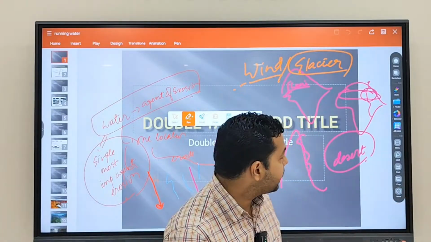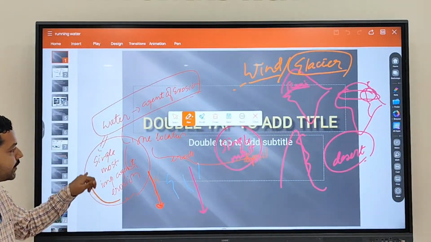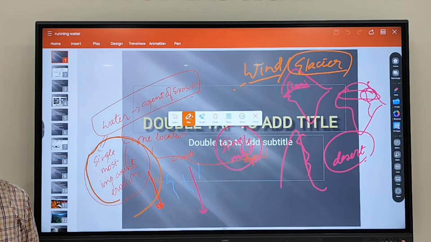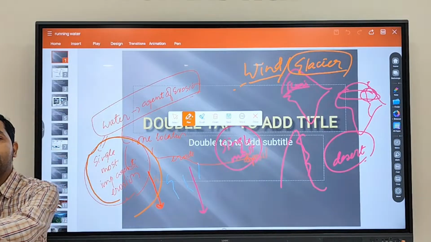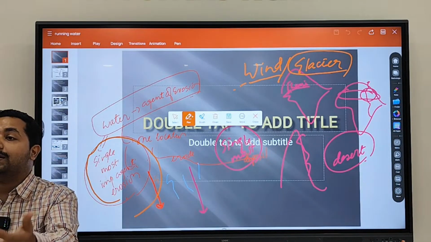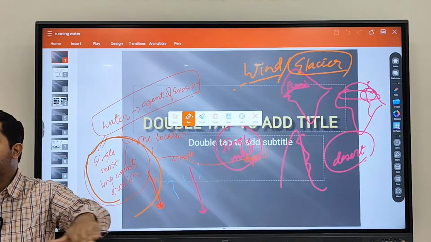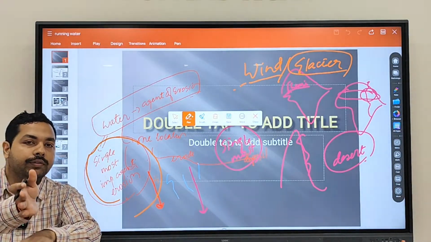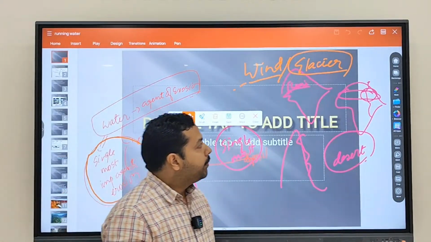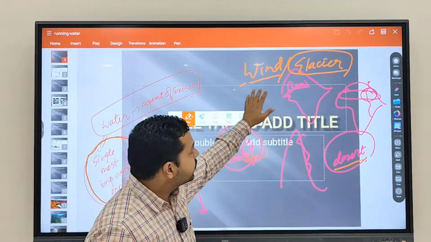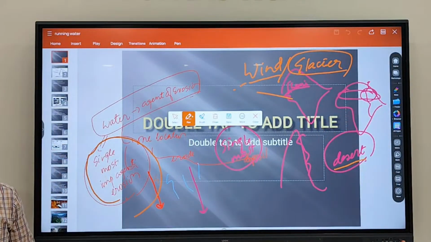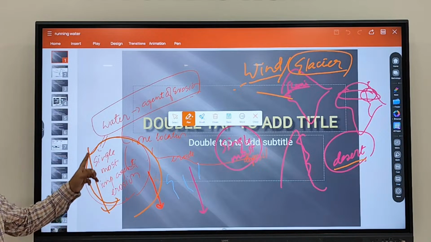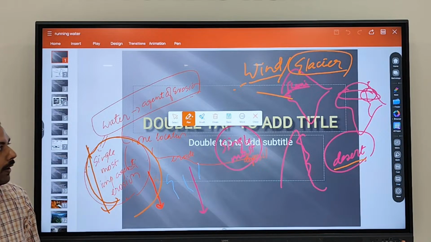So that is why water is considered the single most important agent of erosion, because it is dominant everywhere. Wind is dominant in certain locations, let's say in desert areas, where not much restriction is there to the flow of wind. Glacier is dominating in certain areas, but running water is dominant everywhere. So that's why it is called the single most important agent of erosion. Fine.